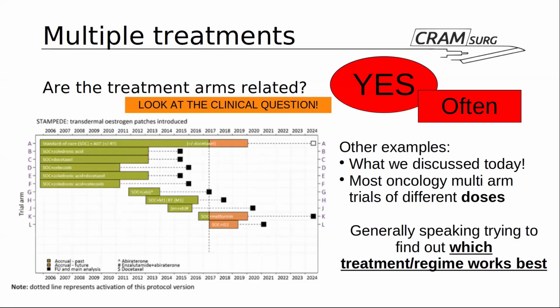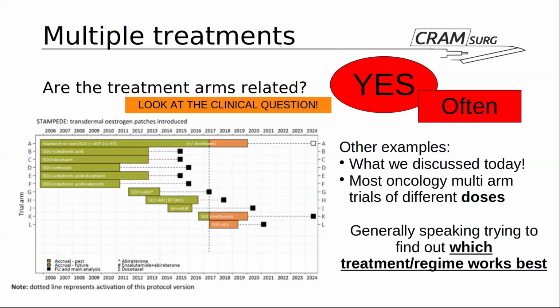This is a diagram of an actual multi-arm, multi-stage trial, which is called Stampede. And as you can see, the authors start with a number of different treatment options. The vast majority of them, actually all of them, include a basic standard of care bundle, plus other things. And the authors want to actually figure out what is the best treatment among all of them. And all these treatments are compared with each other.